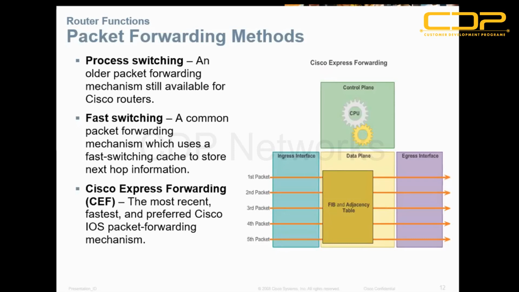Router functions, that is packet forwarding methods. Process switching is an older packet forwarding mechanism still available for Cisco routers, right? Fast switching is a common packet forwarding mechanism which uses a fast-switching cache to store next hop information. The router gets the hop information for the particular destination. Cisco Express Forwarding, CEF, is the most recent, fastest, and preferred Cisco IOS packet forwarding mechanism. These are the packet forwarding methods provided by Cisco routers, right? Especially Cisco routers.